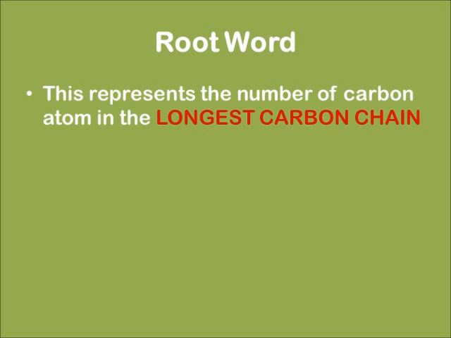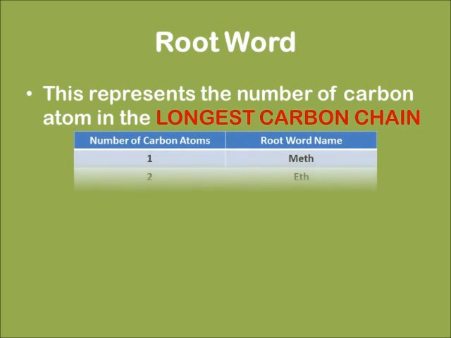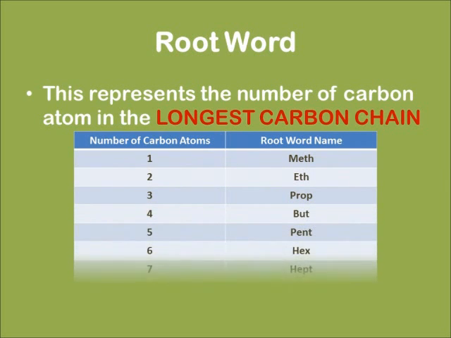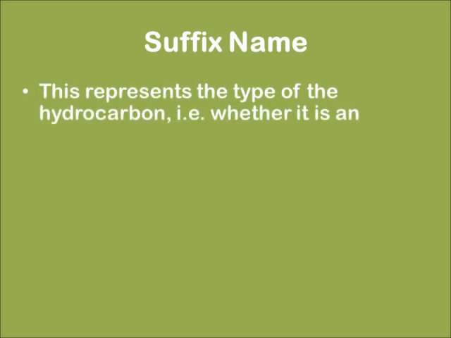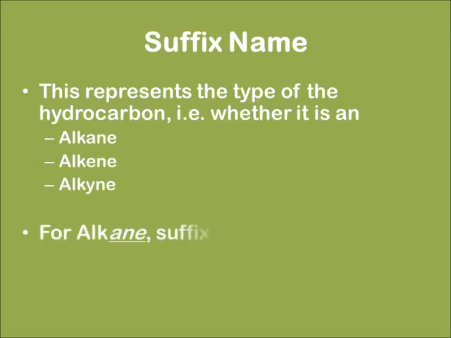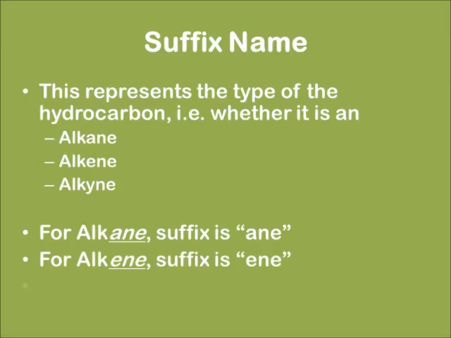Now let us learn about the root word. Actually, this root word represents the number of carbon atoms in the longest carbon chain selected. Given below is the list of the root words for the corresponding number of carbon atoms. Please have a look, it's actually a bit simple. Now, coming to the suffix name. The suffix name actually represents the type of the hydrocarbon, like whether it's an alkane, an alkene, or an alkyne. For an alkane, the suffix name is ane. For an alkene, the suffix name is ene. And for an alkyne, the suffix name is yne.